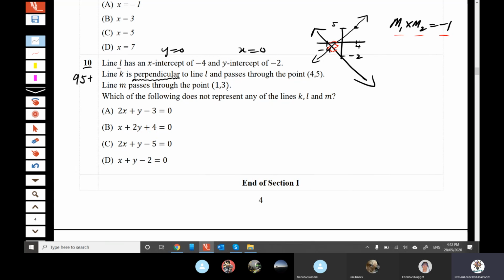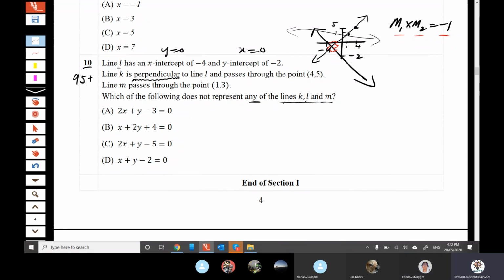Line M passes through the point (1, 3). Somewhere there. And just say it just passes through. It doesn't have to do anything. There it is. Which of the following does not represent any of the lines K, L, and M? All right. Well, a bit annoying, but here we go.